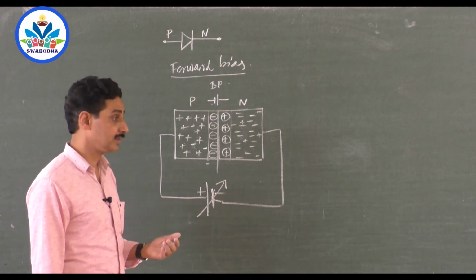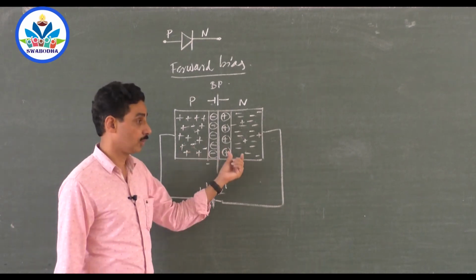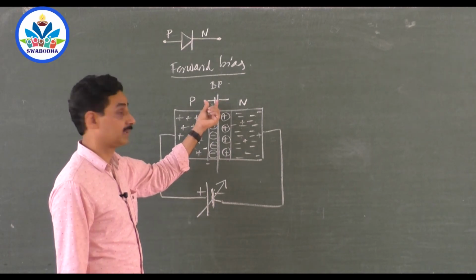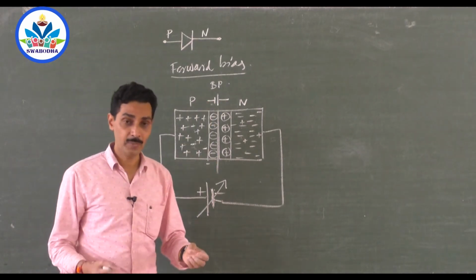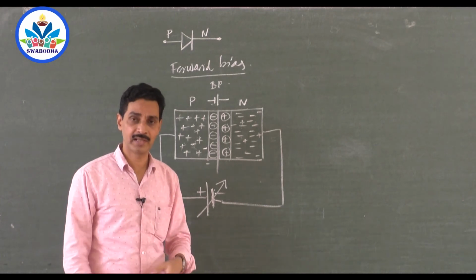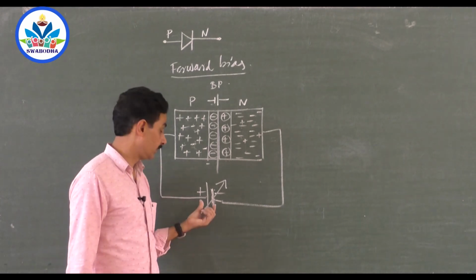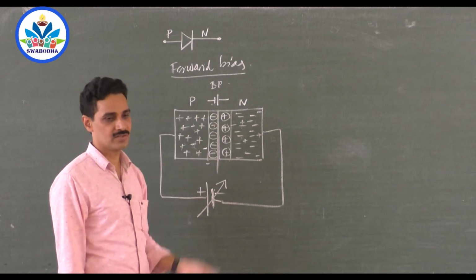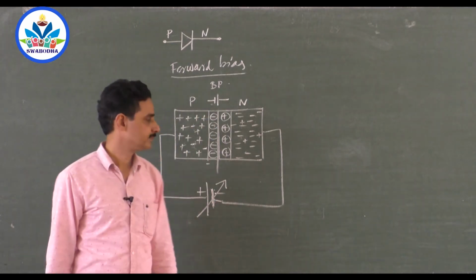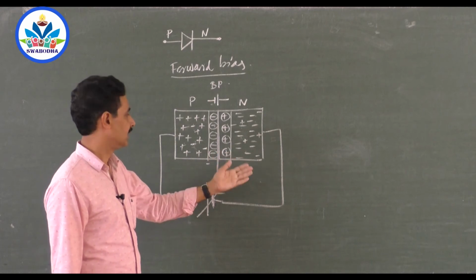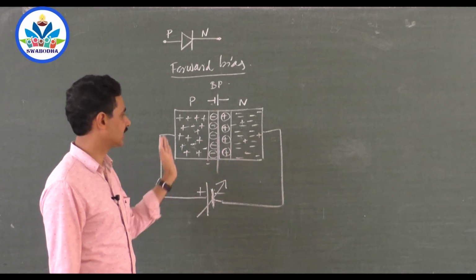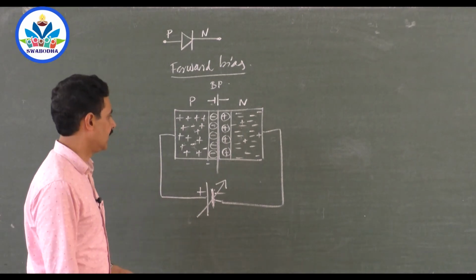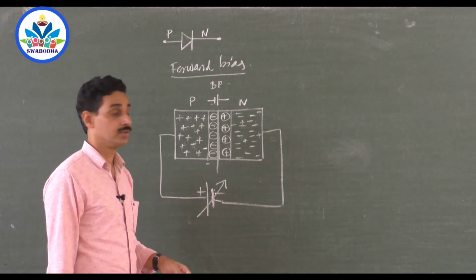When the energy of these electrons and holes is greater than the energy given by the barrier potential, with which that barrier potential avoids the migration of electrons and holes, when the potential difference of the battery is greater than the barrier potential, what happens is the migration starts. Electrons and holes will start crossing the junction, and current will be produced.